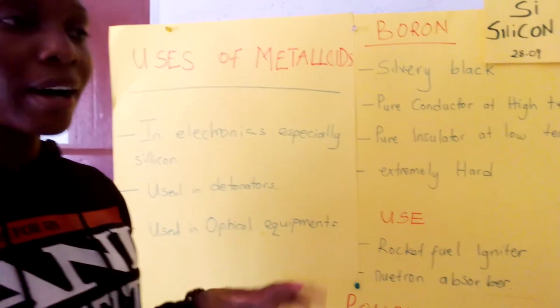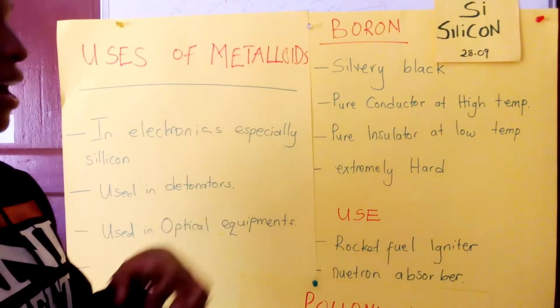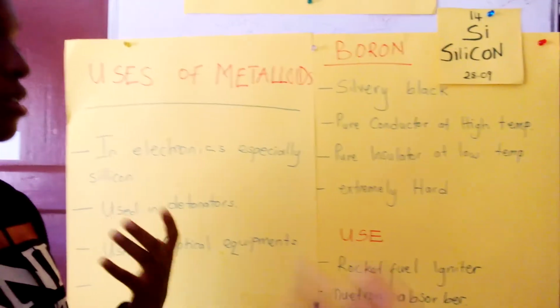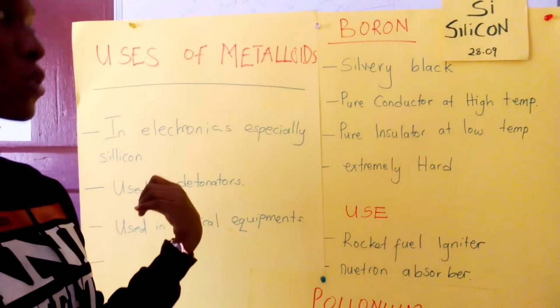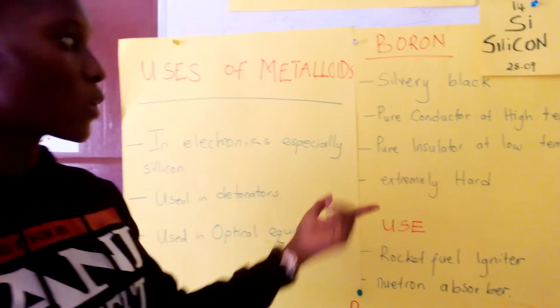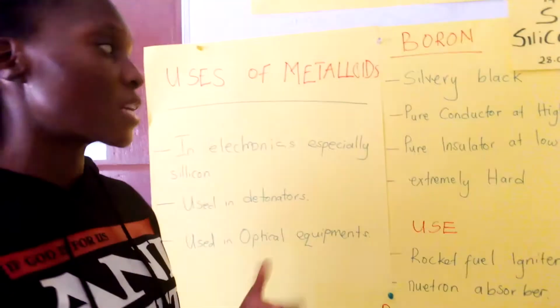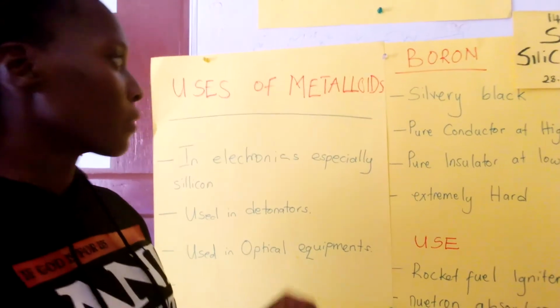It is extremely hard. It is a hard element. Yet most of these ones are a bit soft, like they're not as hard as metals. But for this one, it is hard, and it becomes very hard when it is combined with carbon. It forms an alloy which is very hard.